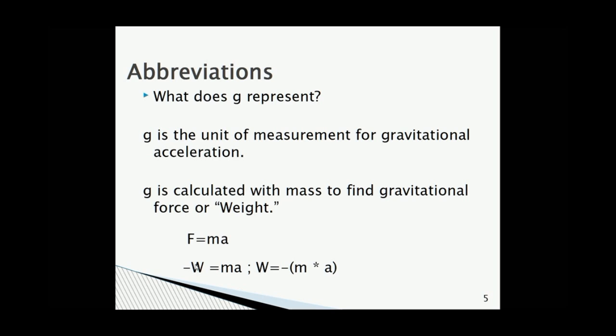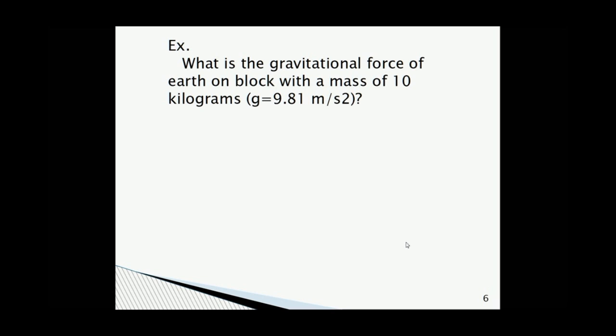Now, we're going to perform some simple algebra and multiply both sides by -1. When we multiply both sides by -1, we get the weight force is equal to the negative quantity mass times acceleration. Now, we did this just to clean up the formula. Now that we have a formula, we are going to perform an example problem. What is the gravitational force of the Earth applied to a block with a mass of 10 kilograms? Now, since we are using a metric weight, we are going to use the metric unit of measurement for gravitational acceleration, which is estimated to be 9.81 meters per second squared.